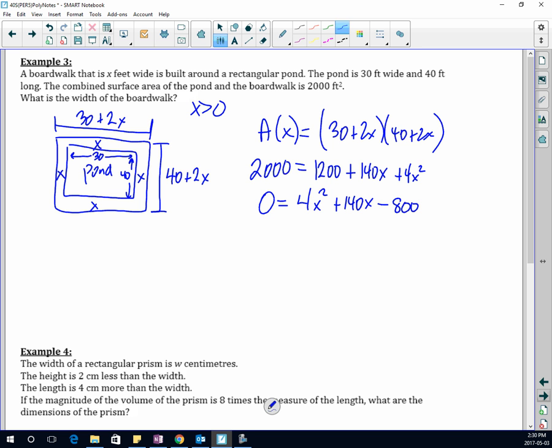Now, Algebra 101 says if there's something I can divide both sides by, do it. So what can we divide by? Yeah, that'll make it way easier to factor. So I get x squared. If I divide that by 4, I get what? 35x. If I divide that by 4, I get minus 200. Yep.